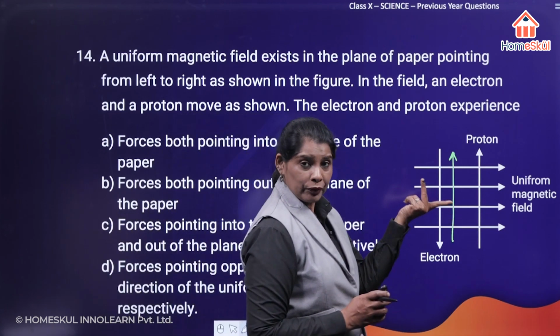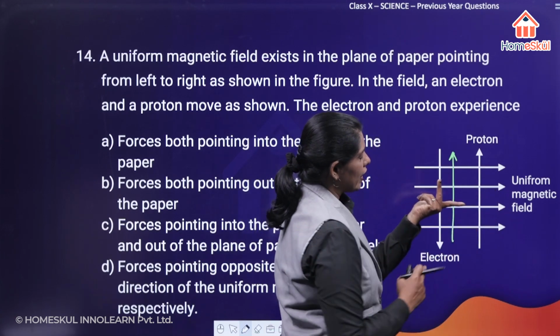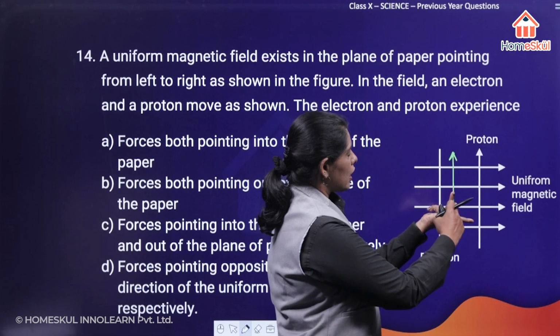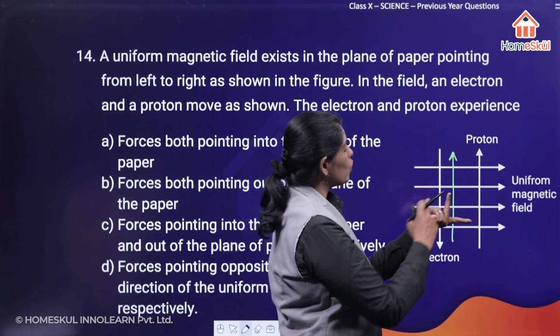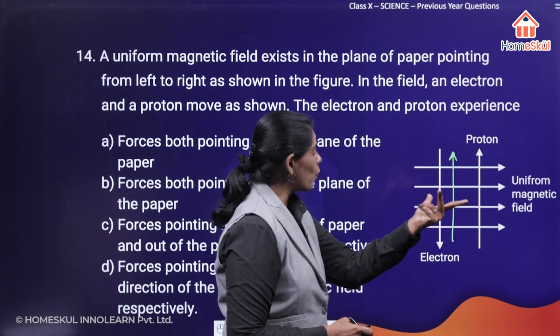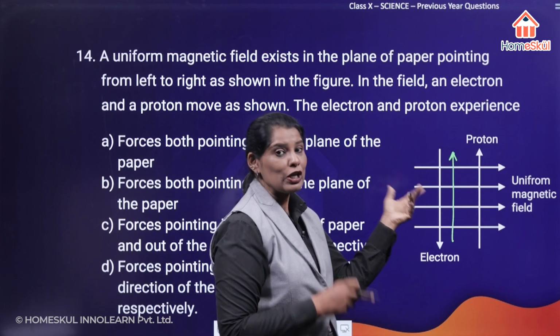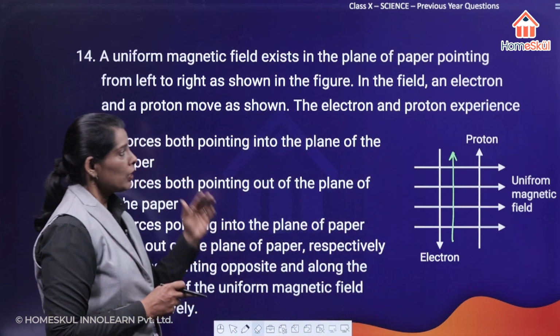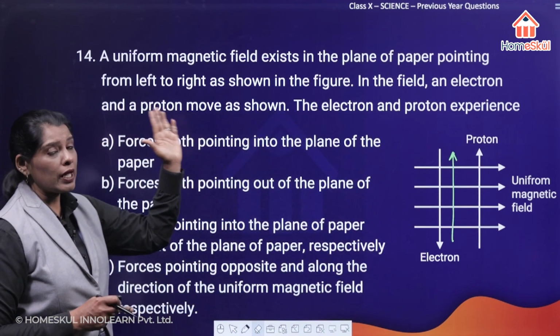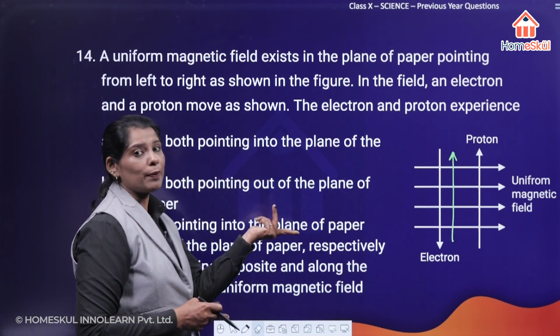So if you stretch your left hand in such a way that the magnetic field is towards the right, the direction of the current or the proton is in the upward direction, then you can see that this thumb is pointing into the screen, that means into the plane of the paper. So as per the Fleming's left-hand rule, the electron and the proton are experiencing a force which is directed into the plane of the paper.